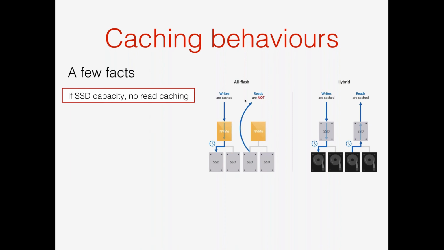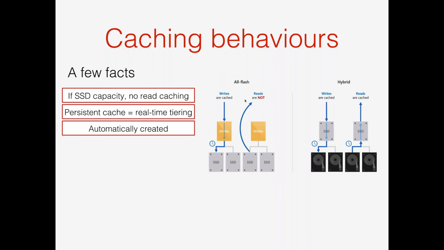So if you're combining SSDs and NVMe, your reads are not cached, but your writes are cached. Whereas if you have hard drives together with SSDs, both reads and writes are cached on the SSD. So this essentially gives you real-time tiering. Instead of the blocks being moved at night, once per day, you get a real-time advantage of using the SSD storage. And it's automatically created for you and managed by Storage Spaces Direct, so you don't need to go in and set it up like you had to in Storage Spaces.